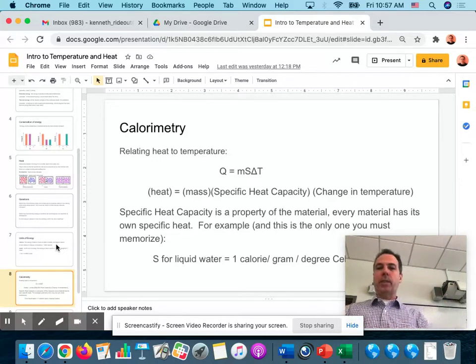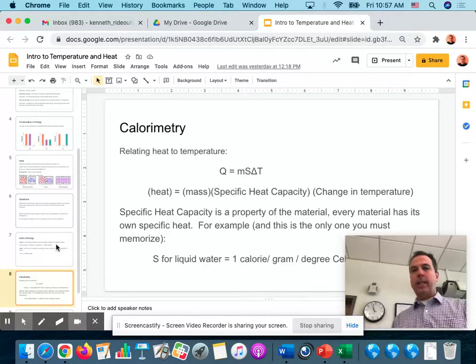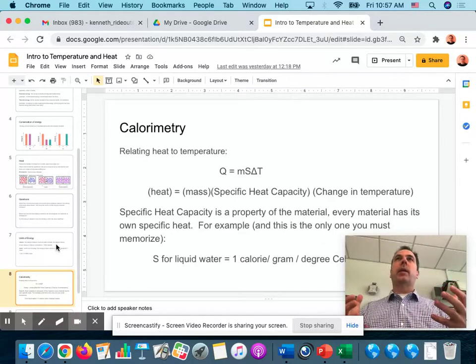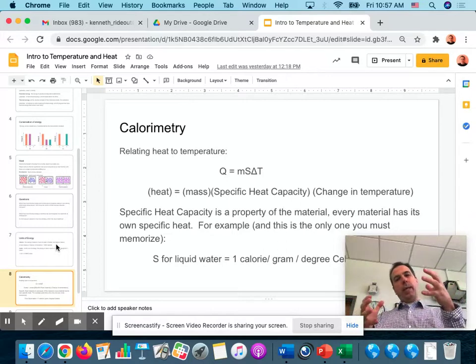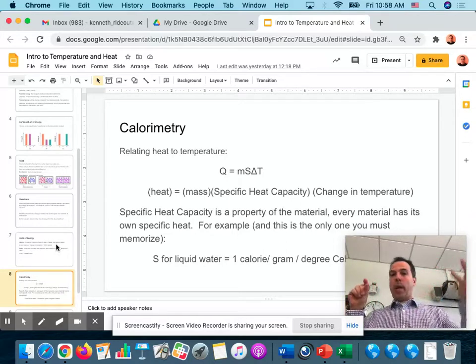Because they're made out of different material. They have different molecules in there. And so that S refers to the specific heat capacity, and every different material has its own specific heat. Right. And so what does that mean? If something has a really large specific heat, then that means if S is really big, then even small temperature changes will require quite a bit of heat.